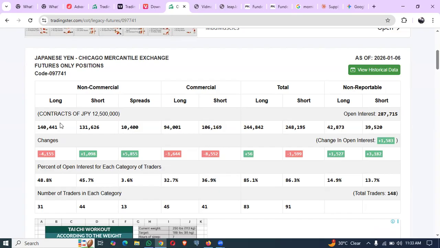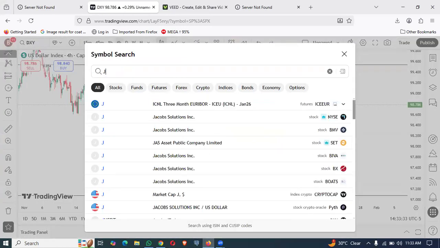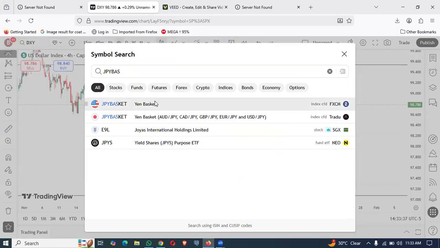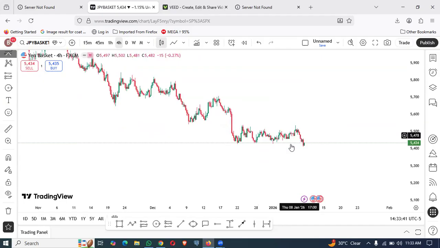48.8 and 55, the difference is not much. So most likely this pair will range. The Japanese yen will range. So let's check the technical, JPY baskets. You check. See, yeah. Can we see? Like it's something not really hard.